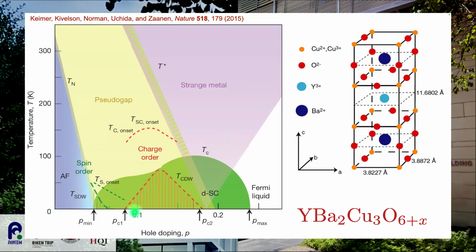And then when you dope it, the total number of holes with respect to the filled band of the copper sites is 1 plus p. All right, so I'm not going to go into the details of this phase diagram. It's taken 30 plus years to unravel all this complexity. Of course, notice the very notable feature that Tc is very high, and still the highest among any material at ambient pressure, and in a material that you can hold in your hand and build things from.